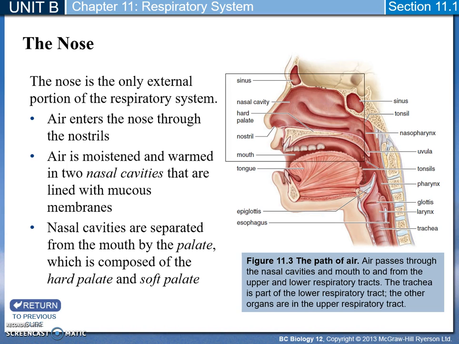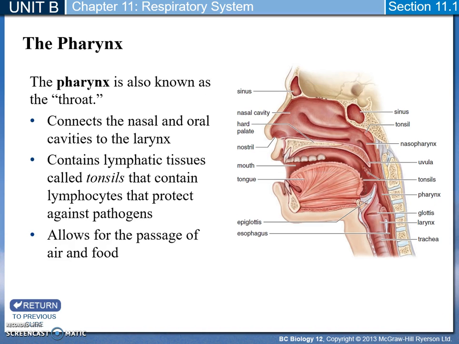And you can see all of the different structures here as well as the path that air would take as it enters the nostrils and begins its journey down into the lungs.